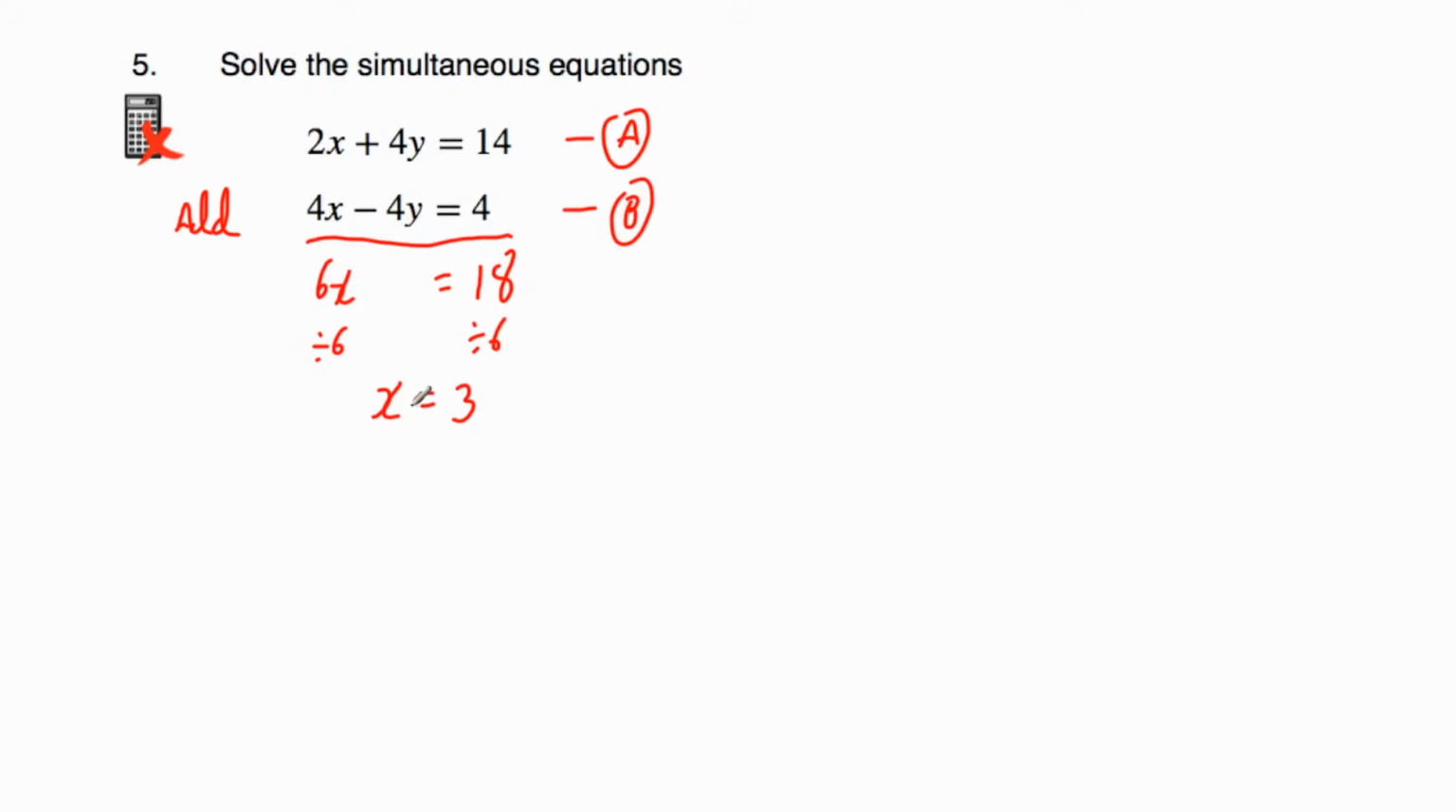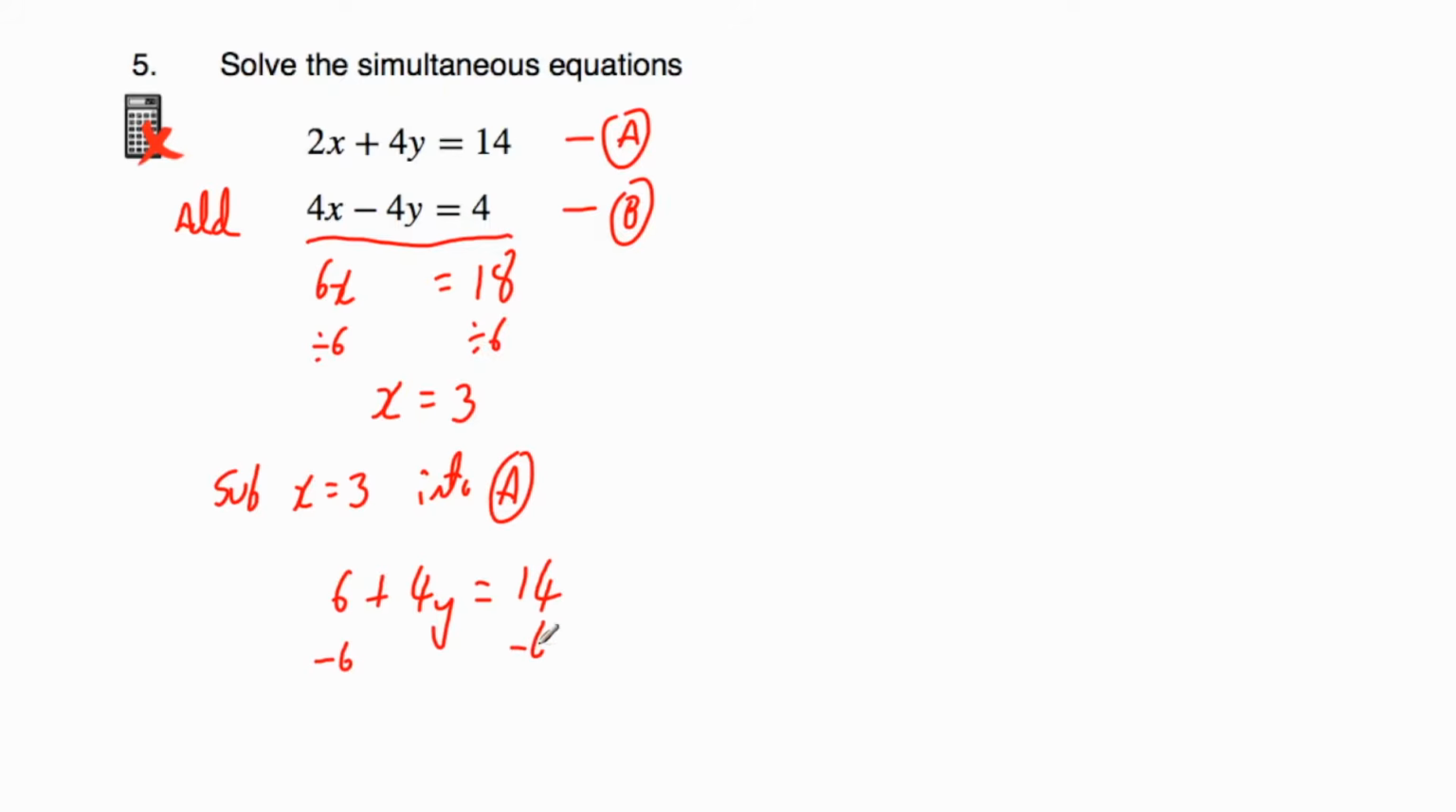So we've now got x equals 3. We're going to substitute that into one of our equations. I'm going to choose the top one. So let's sub x equals 3 into A and see what we get. So that's going to be 2 times x, that's 2 times 3, that's 6, plus 4y equals 14. We want to find out what y is, so we want to get rid of the 6 and this multiply by 4. So let's get rid of the 6 first of all.